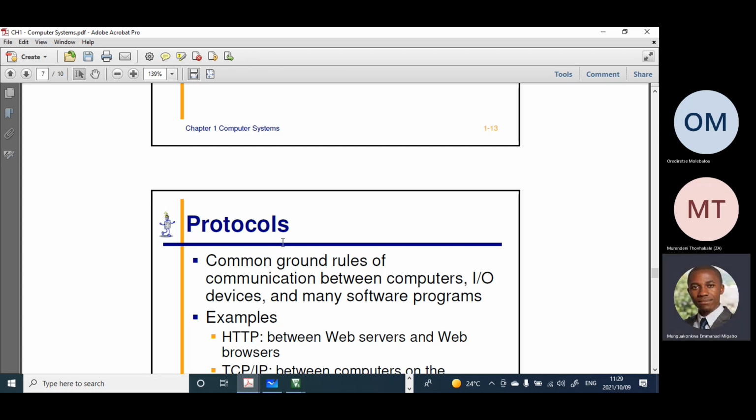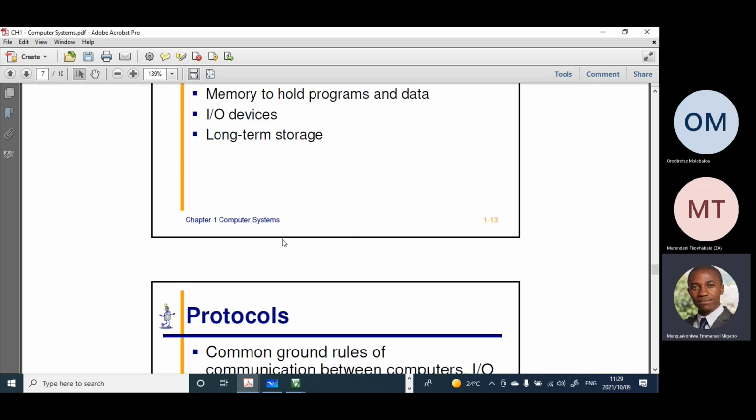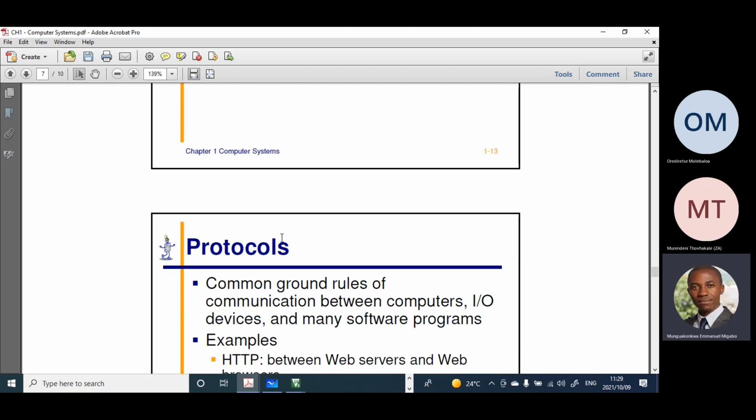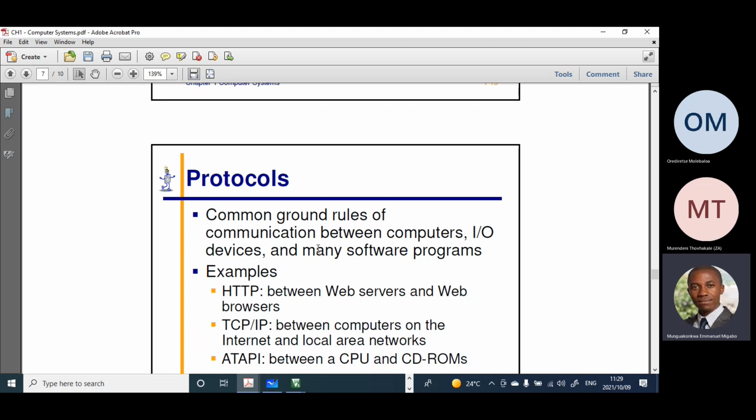Okay, it's okay. So now, because we mentioned protocols, which are the software component of the communication part of a computer system, protocols are very important because they play a very important role in computer systems, because they create standardization. So they create common ground rules of communication between computers, because the point is, modern computing does not work standalone. In modern computing systems, computers are networked. They talk to each other.